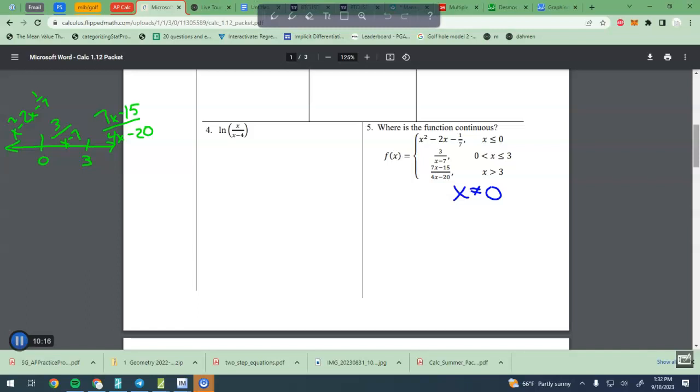Here, I can get a 0 on the bottom if x equals 5, and 5 is easily in this area, so x cannot equal 5 either. So you would build around those things. So negative infinity to 0, 0 to 5, and 5 to infinity. Questions?